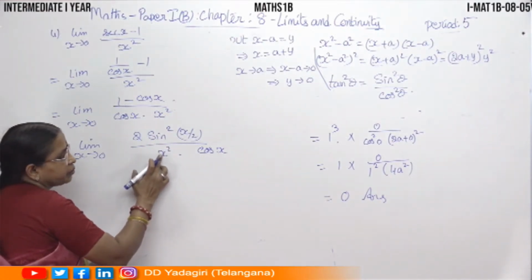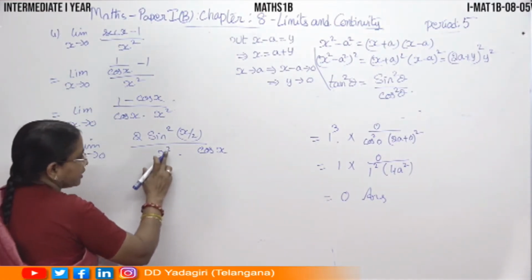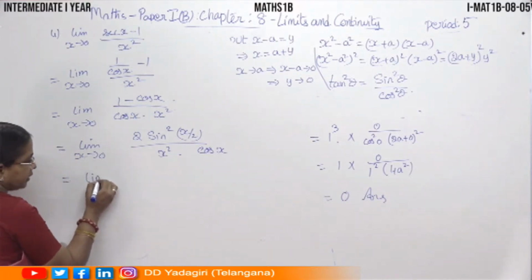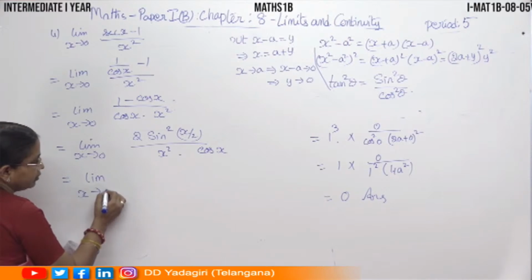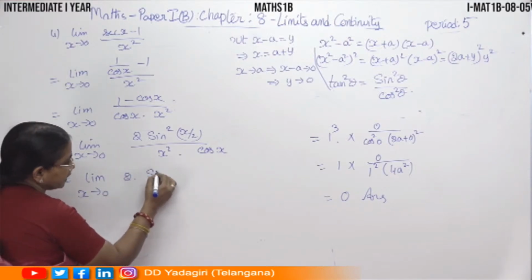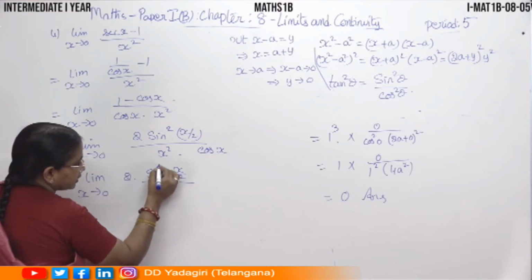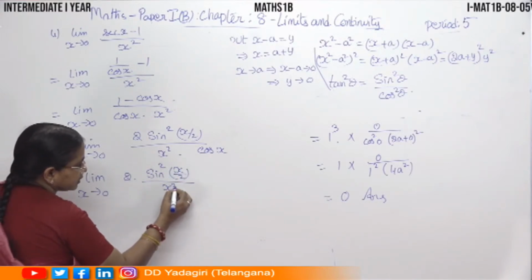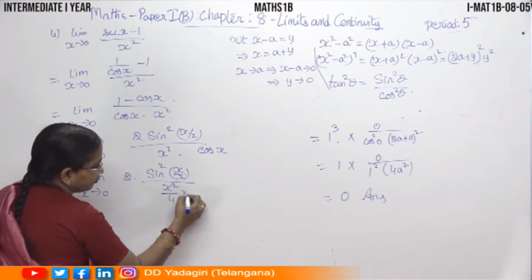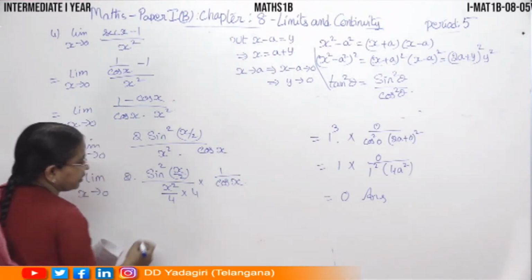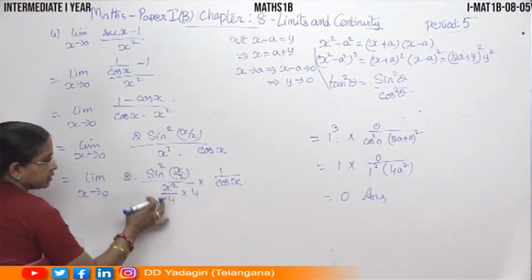So we should have x by 2 whole square. x square is there. By 4 into 4 you should have. So multiply and divide by 4. So it is 2 into sin of x by 2 by x square. Sin square I'll write otherwise. By x square by 4 into 4 I'll write into 1 by cos x, so that it is reduced to the standard form. Now this is in the standard form.